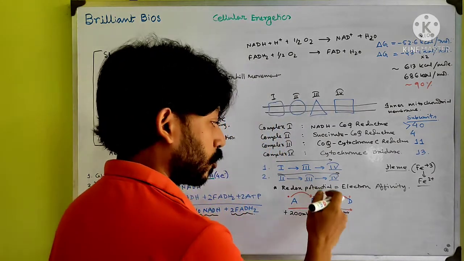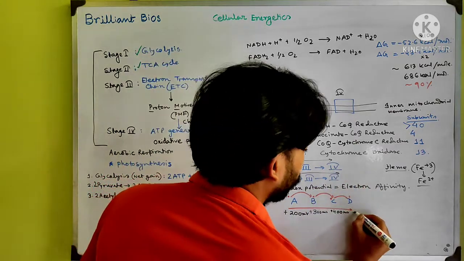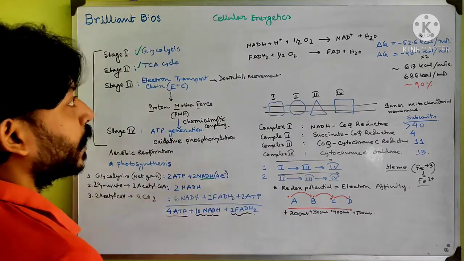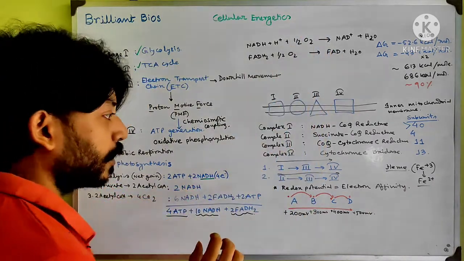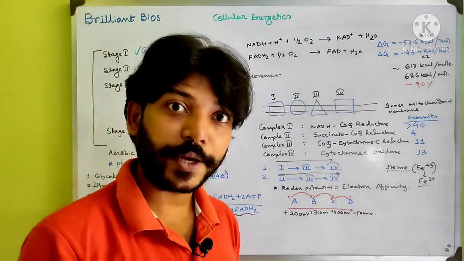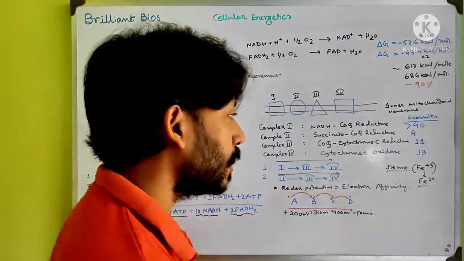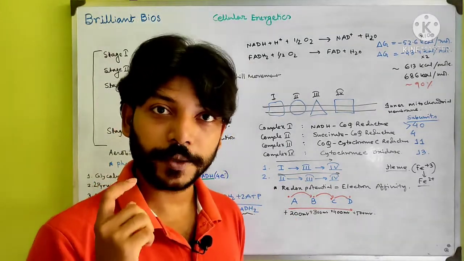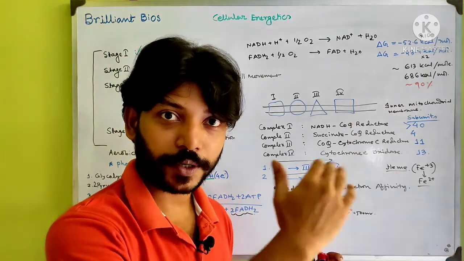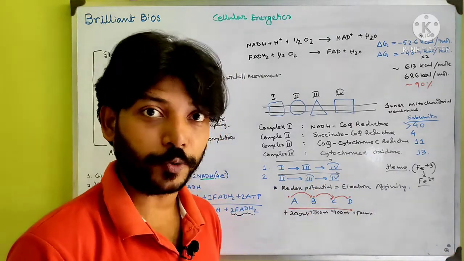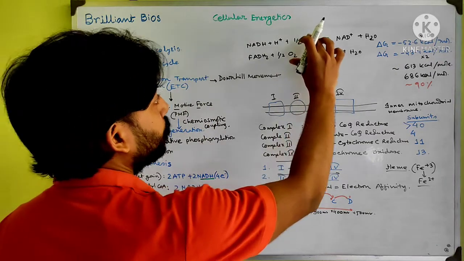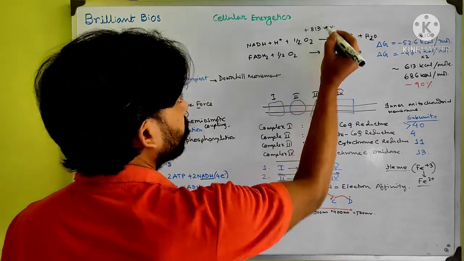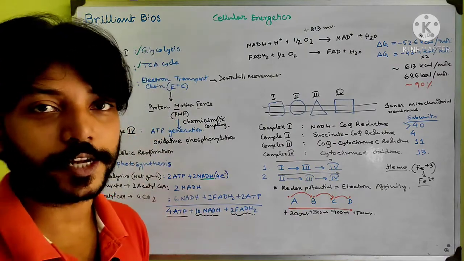And if this electron tries to move from C to D, it should have greater than 400. Let's suppose 500 millivolt. Do you know that this oxygen is the ultimate electron acceptor in this electron transport chain? So the redox potential of the oxygen should be the highest in this transport chain, and that is true. The redox potential of oxygen is plus 813, that is the highest redox potential in this electron transport chain.